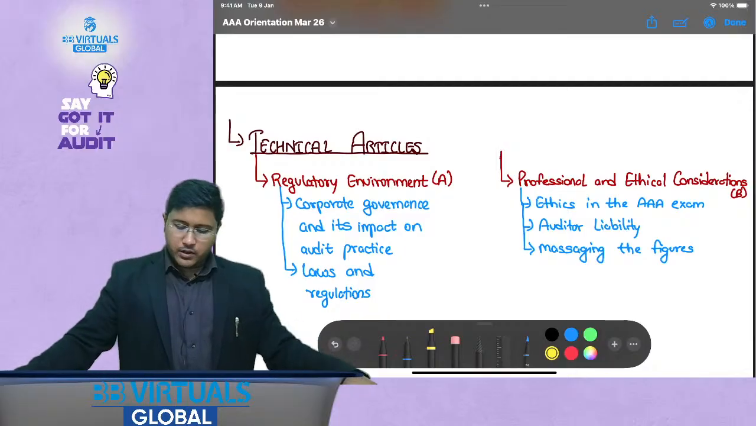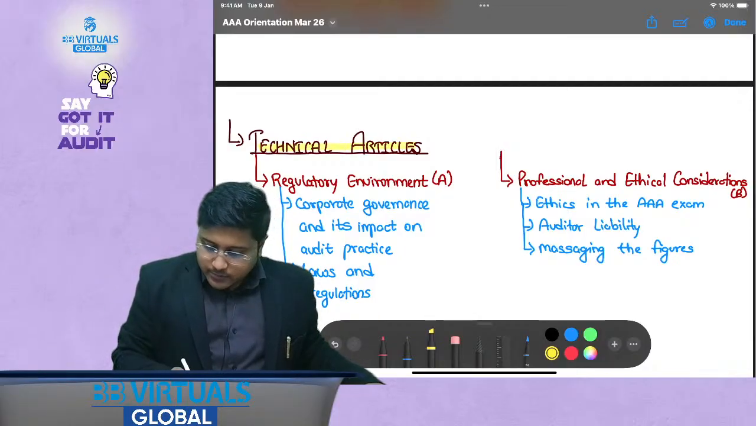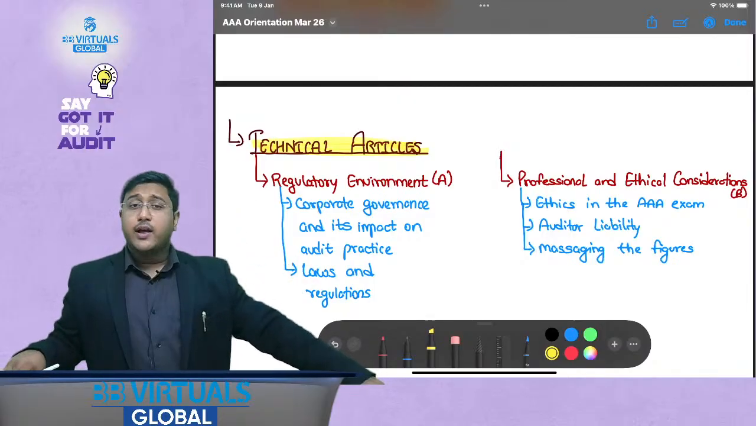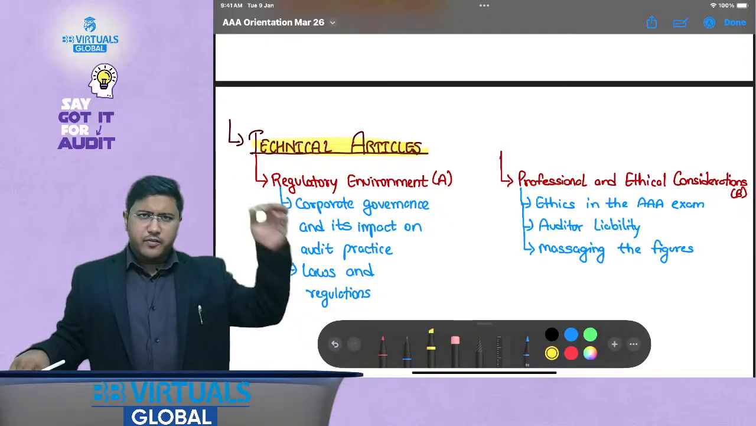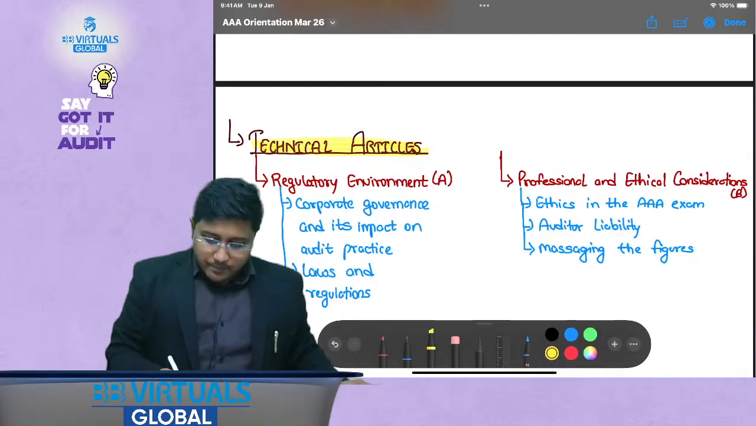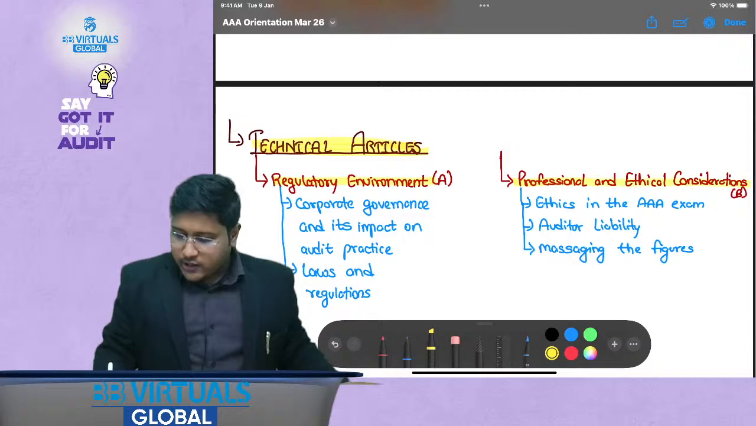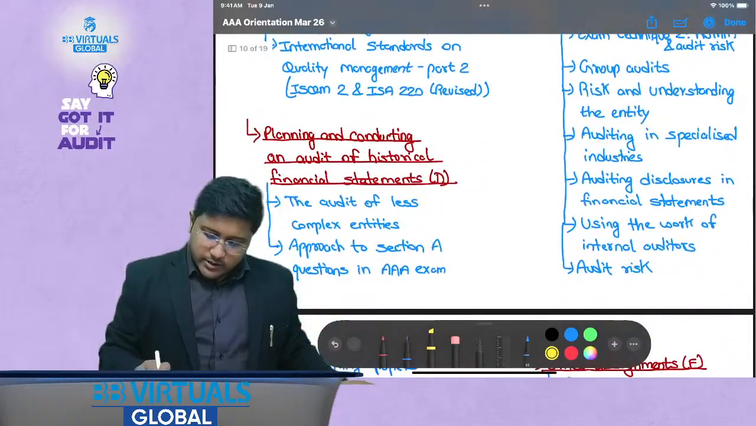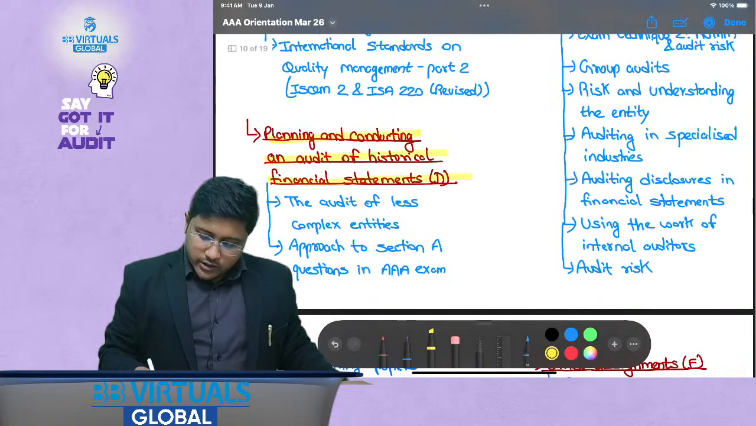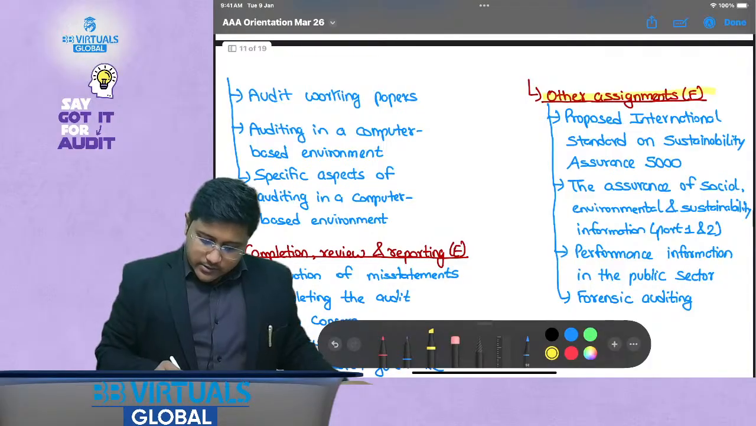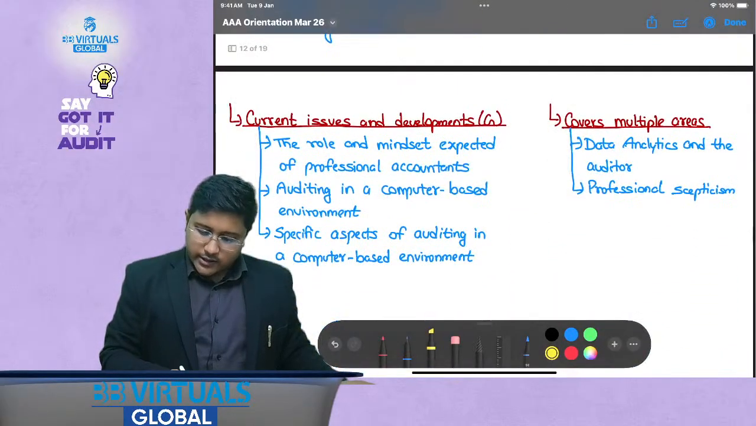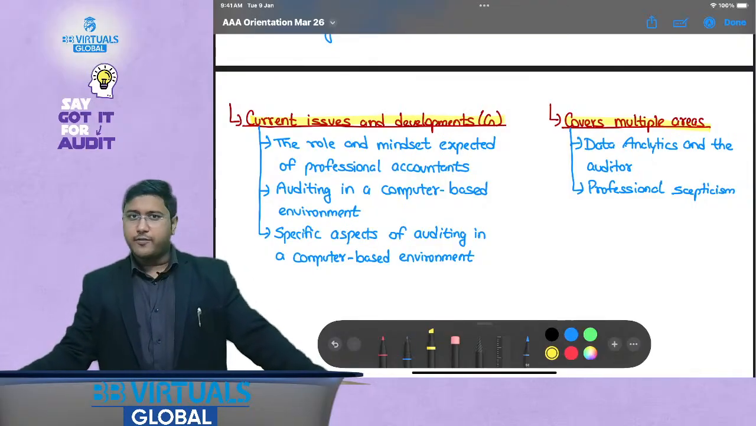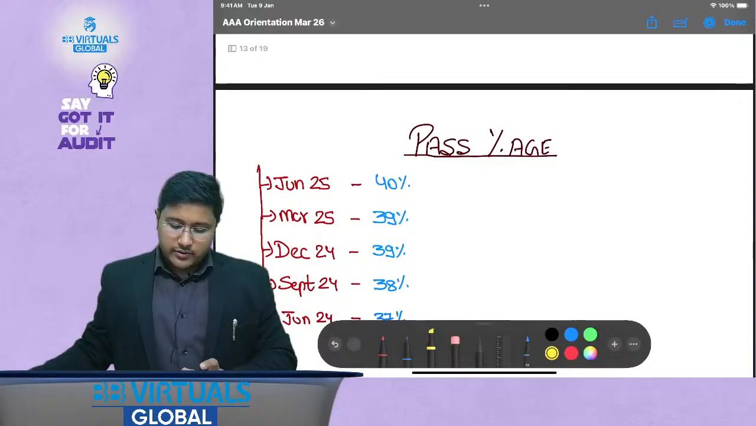Now we are going to discuss the technical articles. Are technical articles important for your examination? Yes, my dear friends, they are important, and there is a specific trick of preparing for them, which we will discuss during our regular lectures. I have given you a list of all the technical topics that might be required for regulatory environment, professional and ethical considerations, quality management, planning and conducting an audit of historical financial statements, other assignments, completion, review and reporting. So you can cover it from this technical article list. Will I help you cover it? Yes, I will also help you cover it, and I'll give you all the tricks that you can follow.